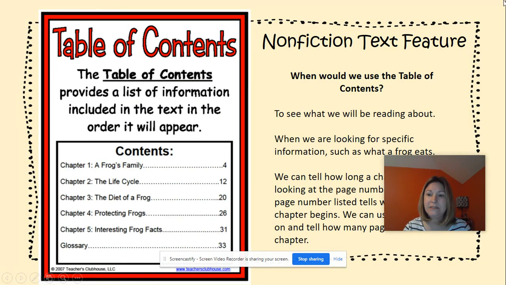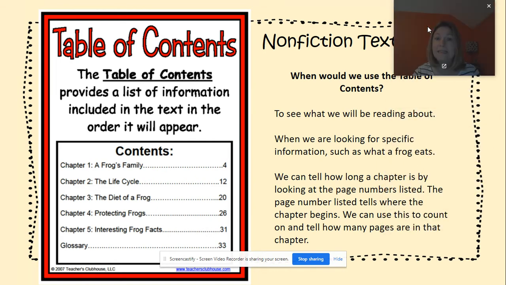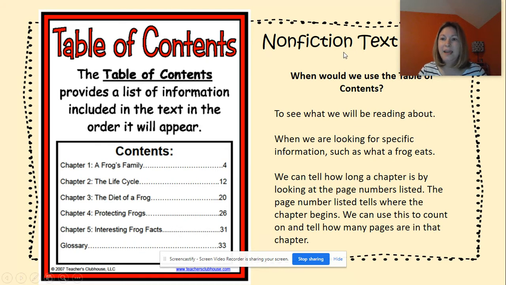The first text feature that we're going to be focusing on today is the table of contents. So the table of contents is at the very beginning of the book normally. It helps show how the book is organized. It tells us what the topics are that we're going to be learning about inside the book. And that can be important because it can help us if we're looking for specific information.